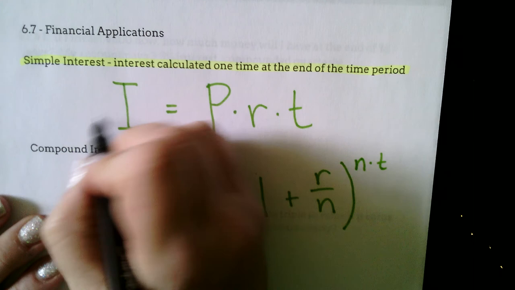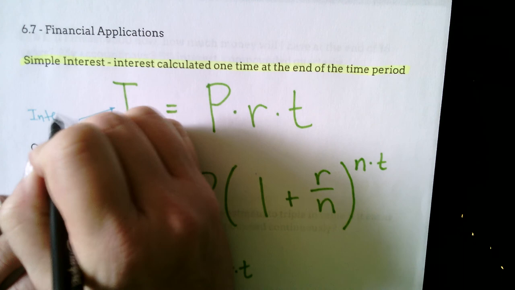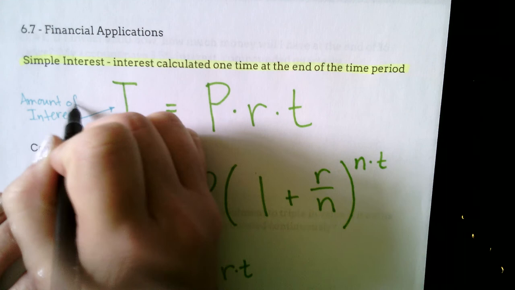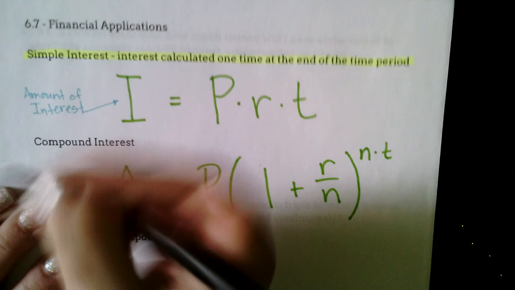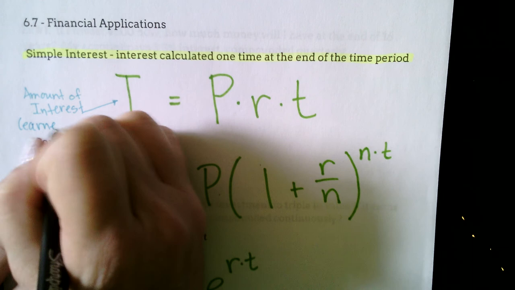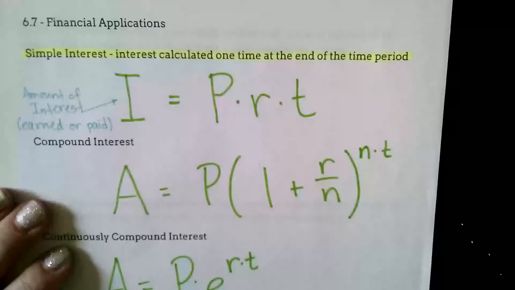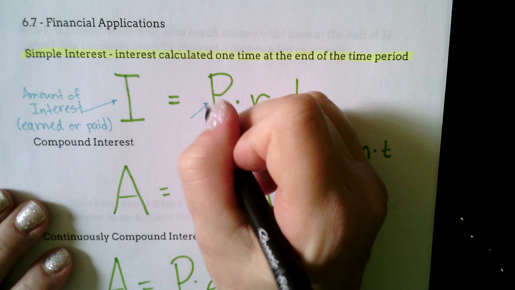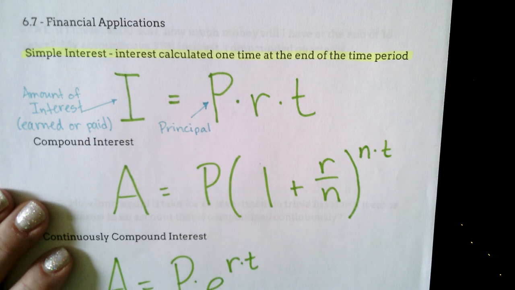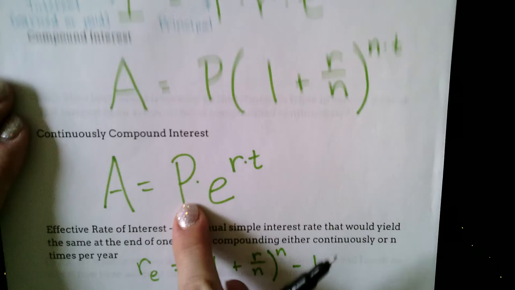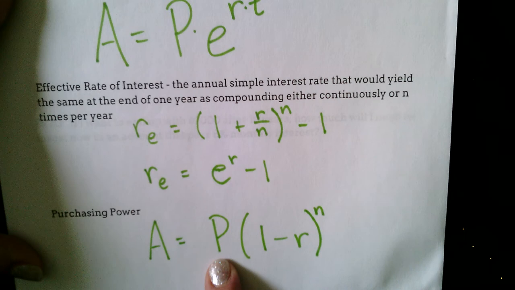So in this formula, I is going to be the interest, the amount of interest that's either earned or paid. So you can also be the lender, which also includes investments or putting things in a savings account. P is the principal, and that's going to be consistent throughout all of our formulas, so I'm only going to define this one time. In these formulas, P is principal. This formula is not. I don't know why they would use the same letter, but they do.